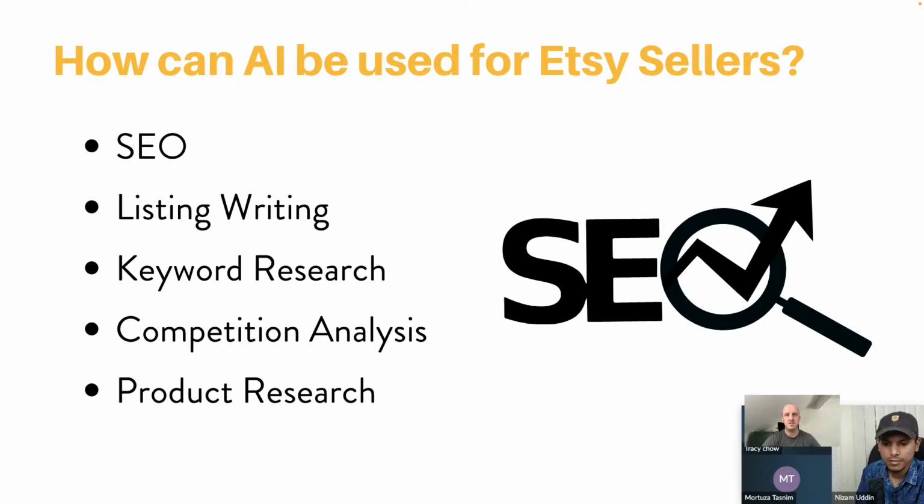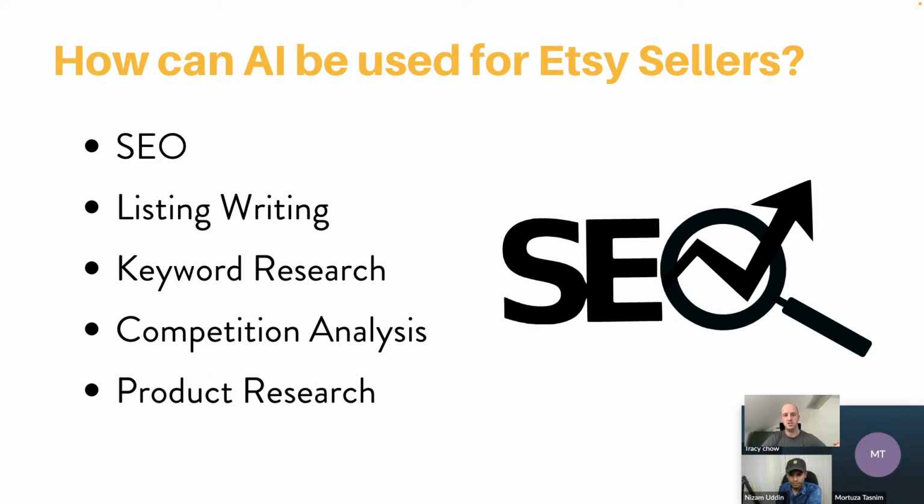Now, for Etsy sellers particularly, there are 5 main areas where we would use AI in our business. The main one is SEO, which stands for search engine optimization. If you think about Etsy as a big search engine, it's exactly like Google, really. When customers search for things on Etsy, they're looking for products. When they search on Google, they might be looking for more information.